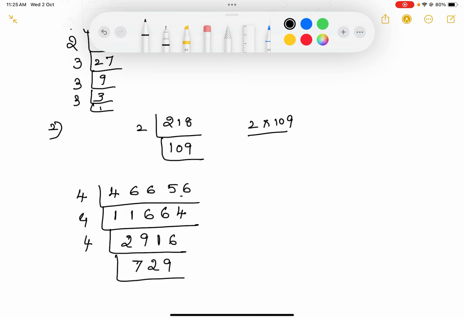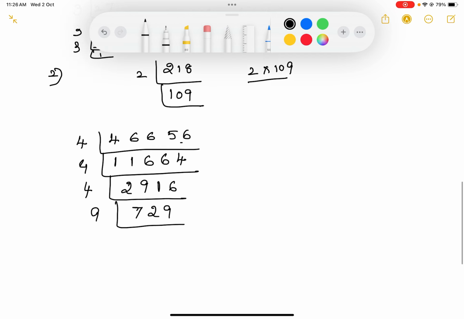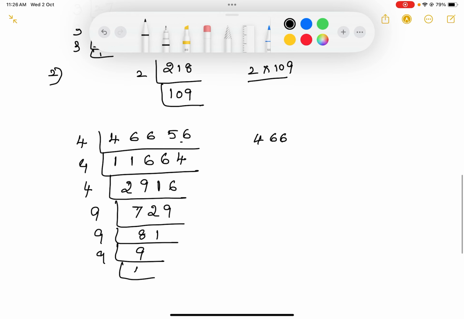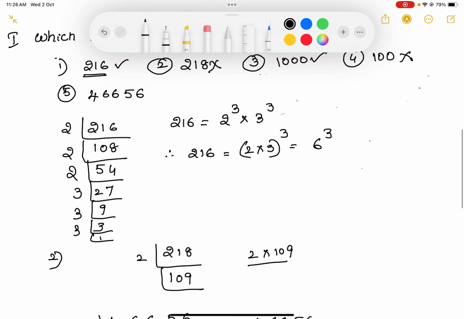Now you see the divisibility for 3: 7 plus 2 plus 9 is 18, so it is divisible by 9 also. I can later write this as 3 square. So 9 8s are 72, 9 1s are 9, again 9, again 9, one time. So now how can you express this? 46656 can be expressed as 4 cube times 9 cube, or 4 multiplied by 9 the whole cube. So that means it is 36 cube. So it is understood that 46656 is also a perfect cube.